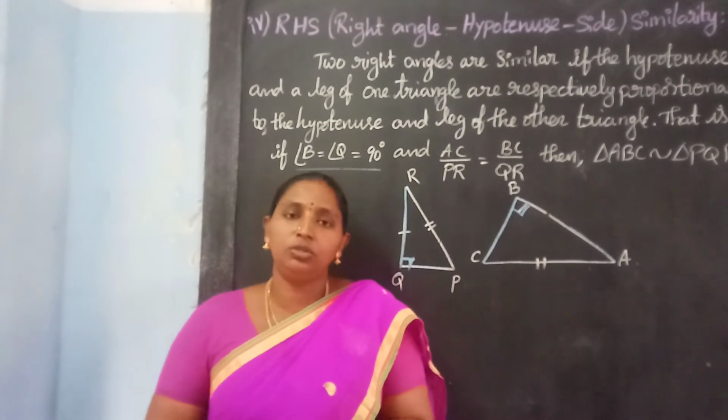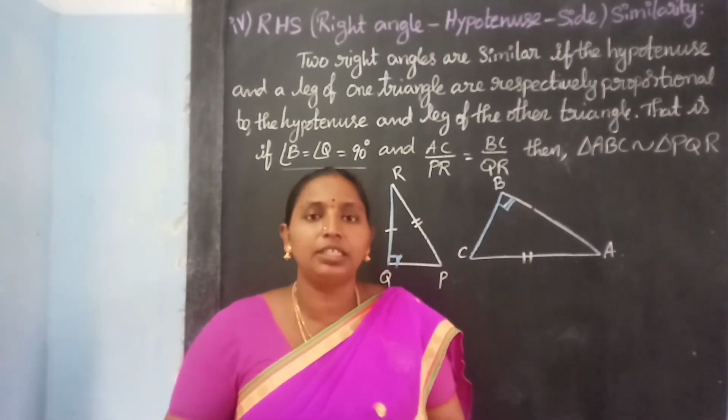These are the four ways to find whether the given triangles are similar or not.